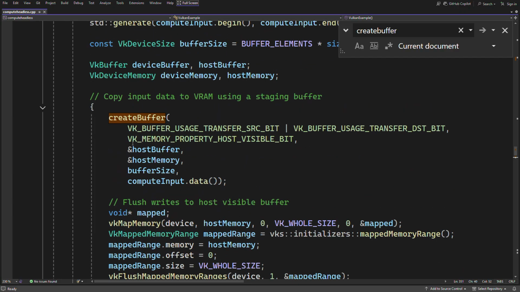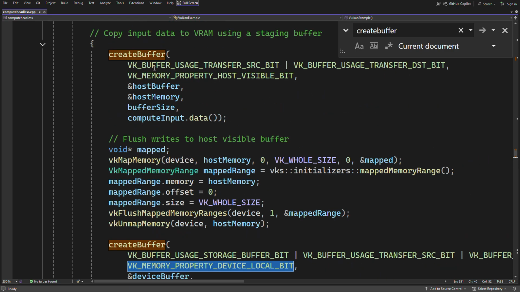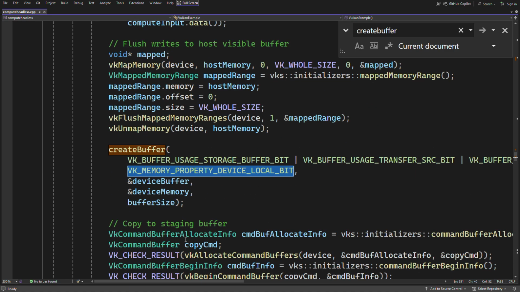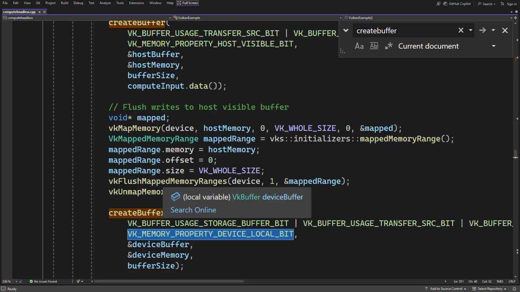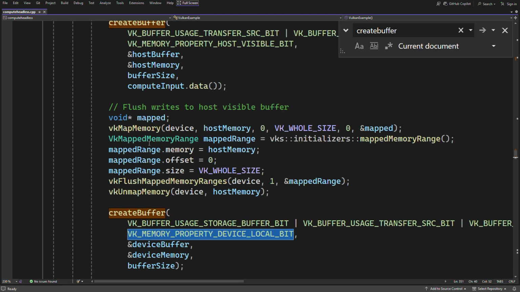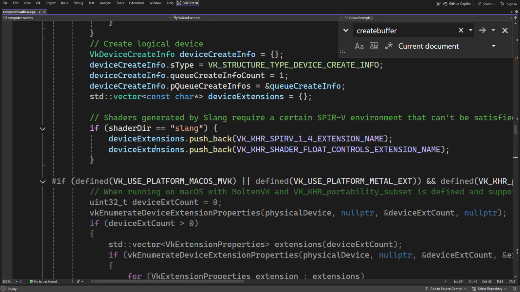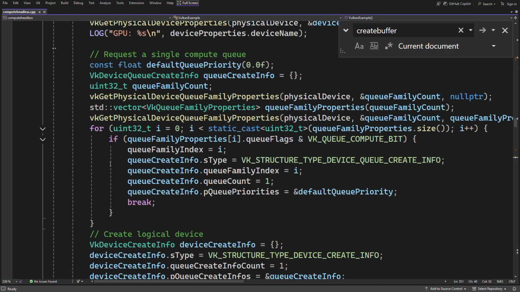So here we have CPU memory, here we have GPU memory, and we have to do the staging buffer stuff to get from the CPU side into the GPU side. We do a bunch of stuff in order to do that, but that's not what I want to focus on today. So let's go back to the task at hand.